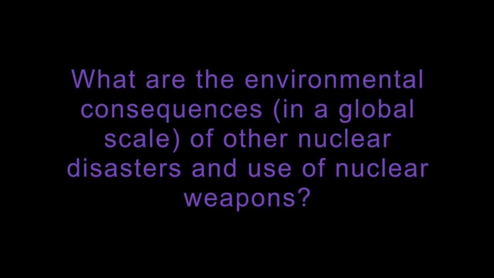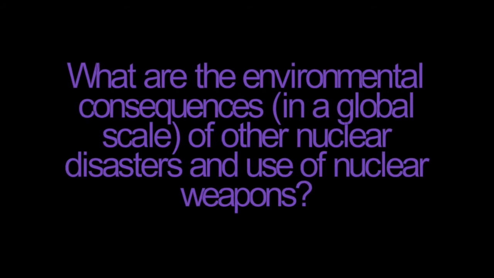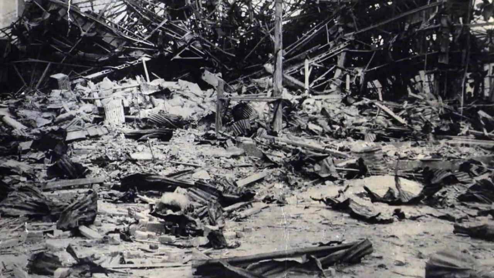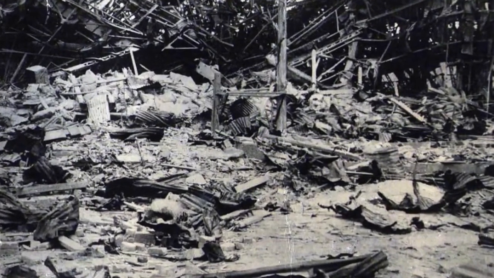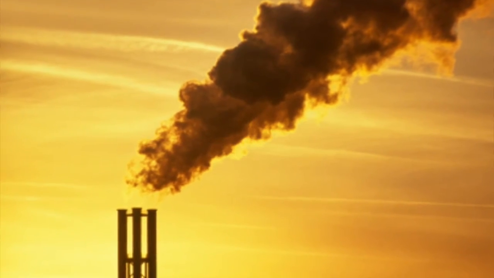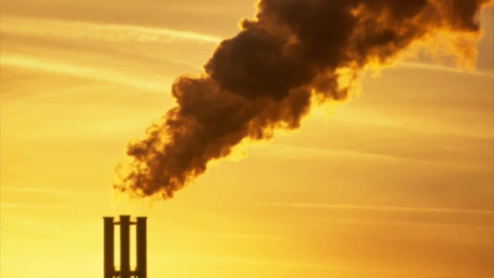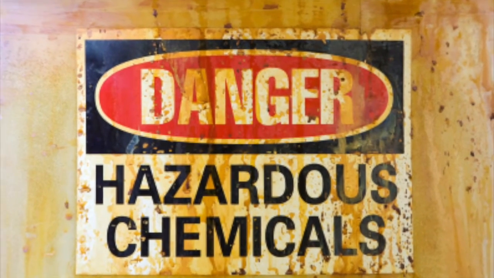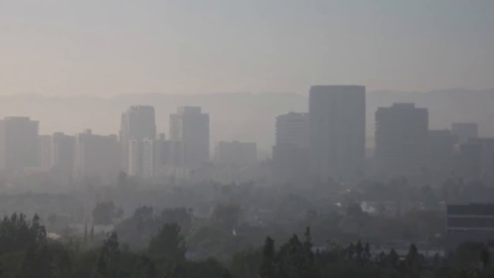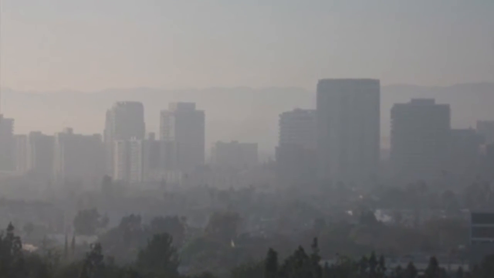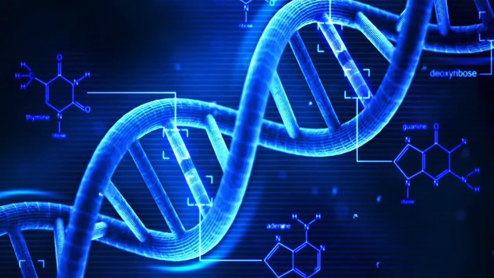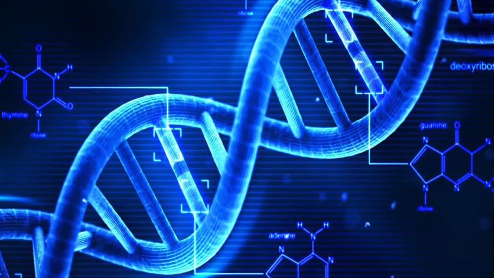What are the environmental consequences of other nuclear disasters and use of nuclear weapons? There are many environmental consequences that nuclear disasters cause. Many people die because of the chemicals and toxins released. Explosives generate a great amount of gases that stay in the atmosphere and spread rapidly. Also, radiation stays in the place where a nuclear explosion occurs. Radiation damages DNA, especially as it assembles in dividing cells such as gut lining, skin, and bone marrow.